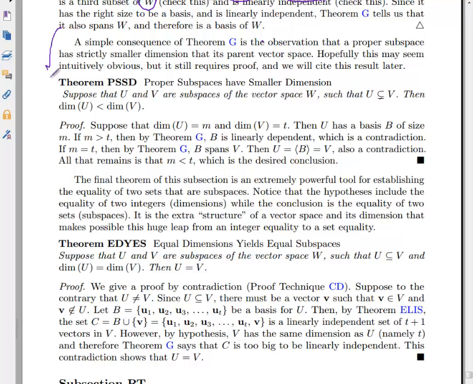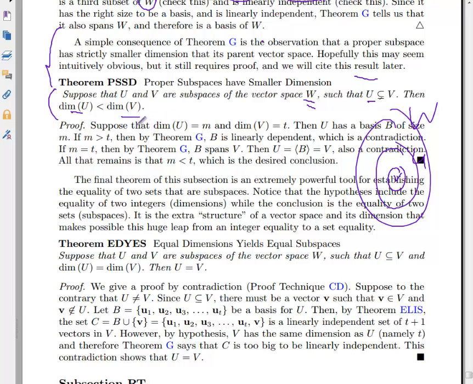Now, according to our intuitive idea of basis, if you have a smaller space, it should have a smaller dimension. We do need to prove that formally, so let's go ahead and do that. Here's the formal statement of that idea. Suppose that U and V are subspaces of the vector space W, and U is contained in V but not equal to V. Then the dimension of U must be less than the dimension of V. Now, V could be all of the vector space W. This is just being proved in a general way.